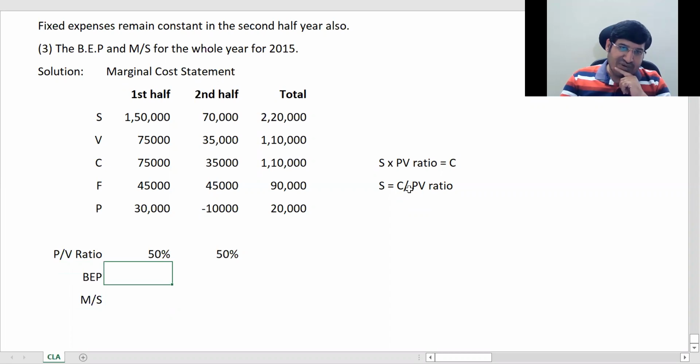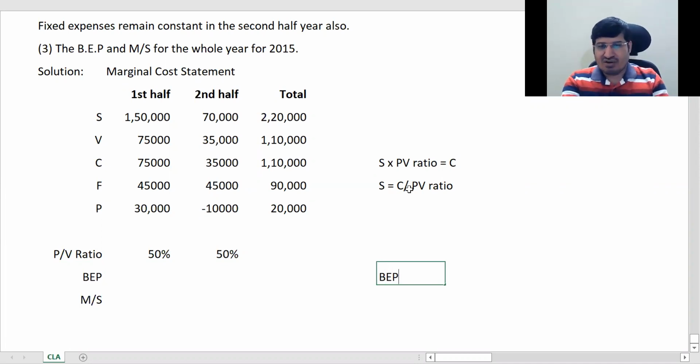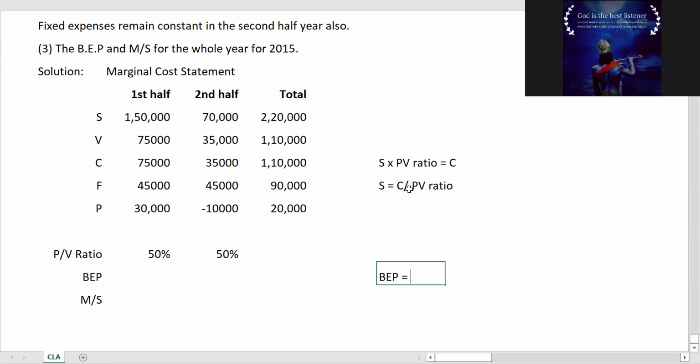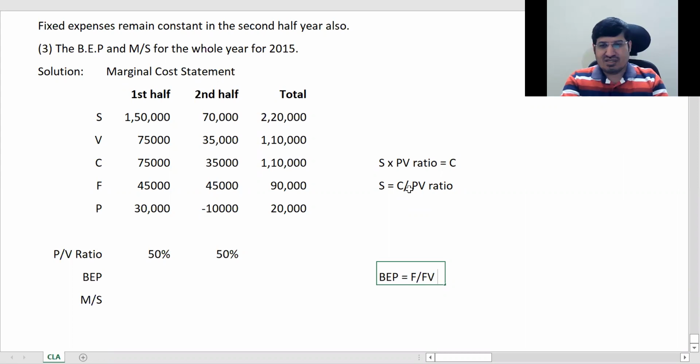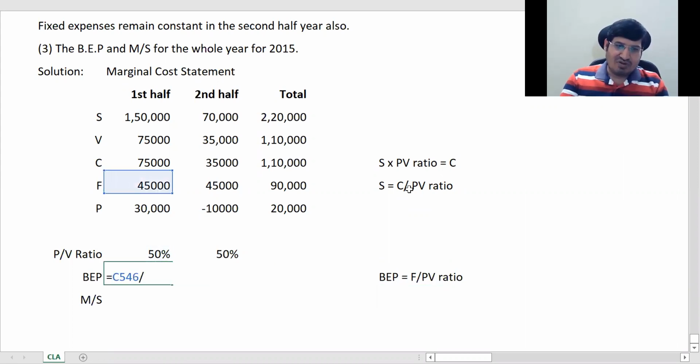How much will be the BEP? You're not studying cost accounting at all. Only when tests are taken, you study or what? The BEP is 90,000. How much? F upon PV ratio, 90,000.